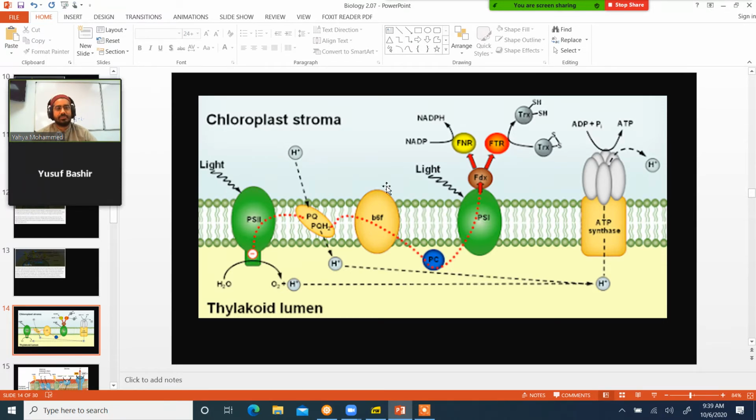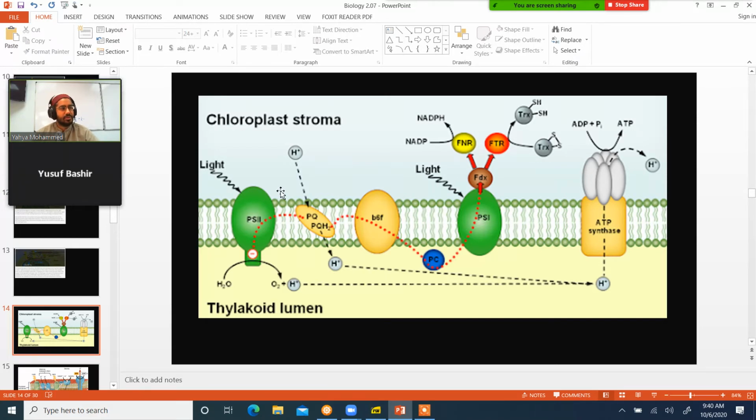Where's the protein? You see PS1 and PS2, the big green things. So these are embedded in the membrane. They're inside the membrane. And you see inside it says thylakoid lumen. You see that? And then outside is the stroma. So this is the boundary between the stroma and the inside of the thylakoid. So light is absorbed at these green places.